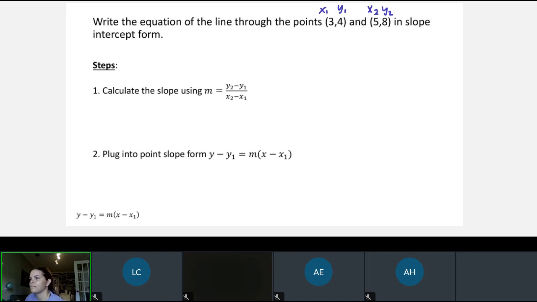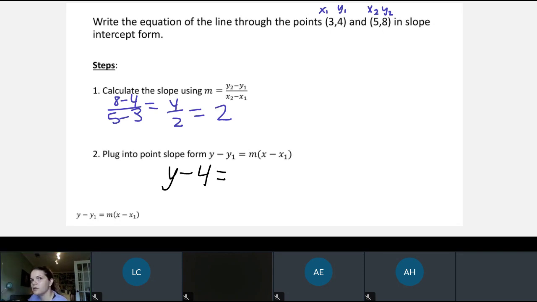Okay, good. Okay, so if you're having trouble with how to find the slope, we would do 8 minus 4 divided by 5 minus 3. So we would get 4 divided by 2, which is 2. Okay, now let's go ahead and plug it in to our slope form. So y minus 4 equals 2 times x minus 3.